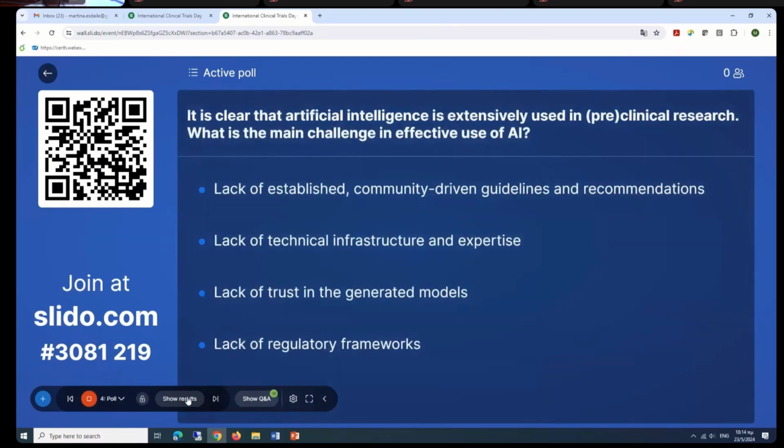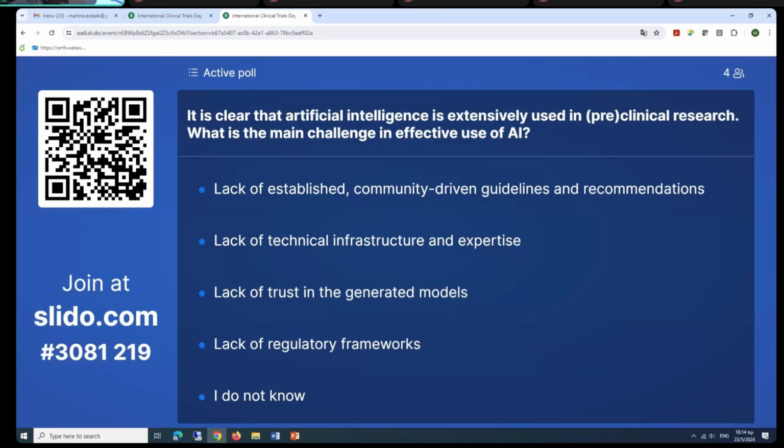Yes, that's the one. Right, so we've already heard a couple of times about AI. It's definitely being intensively used, but there are definitely challenges that are emerging, identified, or lurking in the back of our heads. So there are some options here, and try to figure out what you feel is the most clear challenge in using AI.